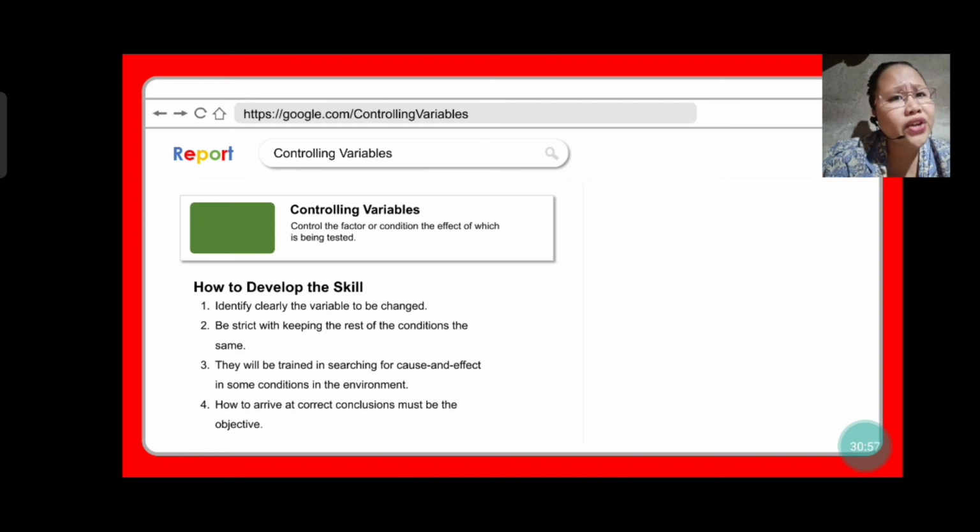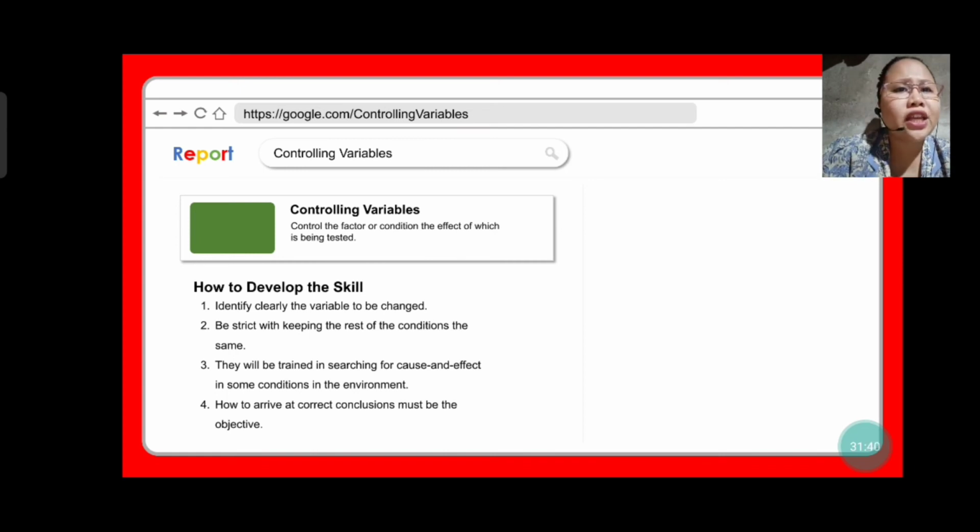Then, second is be strict with keeping the rest of the conditions the same. Yes, there should be a controlled group for the variables that you change, since you already predicted an outcome. Be strict in keeping the rest of the conditions the same to see if there is a pattern, if the results are related to your predictions, since you kept the rest of the variables in the same condition.